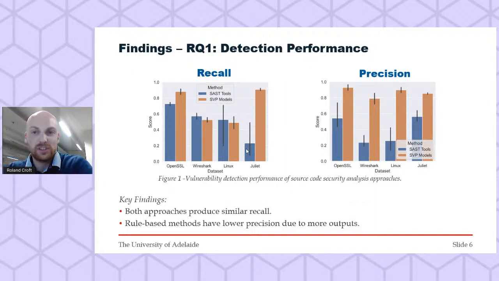However, for the precision, this is where we see the main difference, as the learning-based approaches, the SVP models, have a much higher performance. This is because the rule-based methods are actually producing a much larger number of outputs. They tend to err on the side of caution, so they'll overclassify things as vulnerable, and this produces much more inaccurate warnings as well.